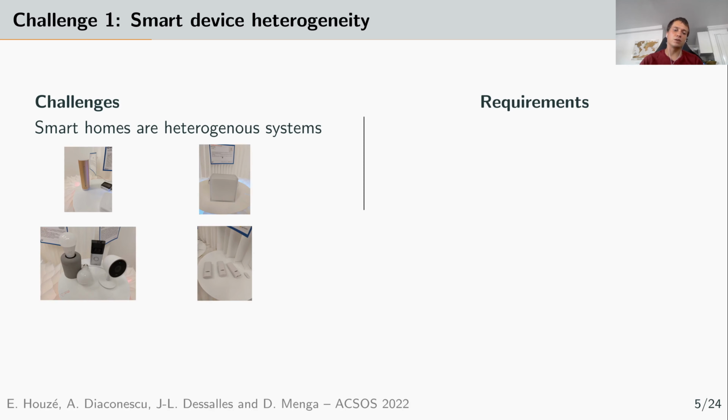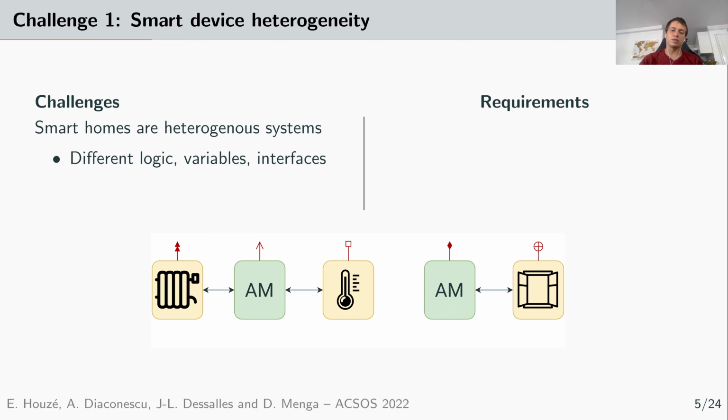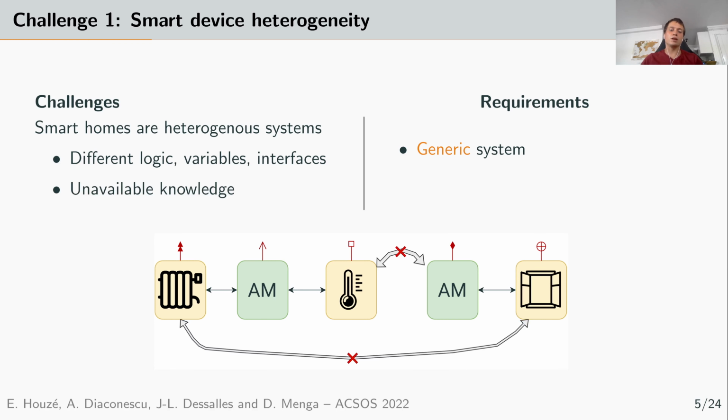You can have different devices: lamps, speakers, different presence sensors, thermometers, heaters, and all kinds of different systems. So we have different logics, different variables, different interfaces in the system, and we'd like the explainable system to be generic enough to handle all of this heterogeneity of devices. Then we have the issue that some knowledge may be unavailable. What I mean is that, for instance, the heater doesn't really know the state of the window because this information may not be shared by the window to other devices in the house. So we'd like an XAI system that is able to preserve this kind of component privacy, or non-disclosure of private or sensitive information.